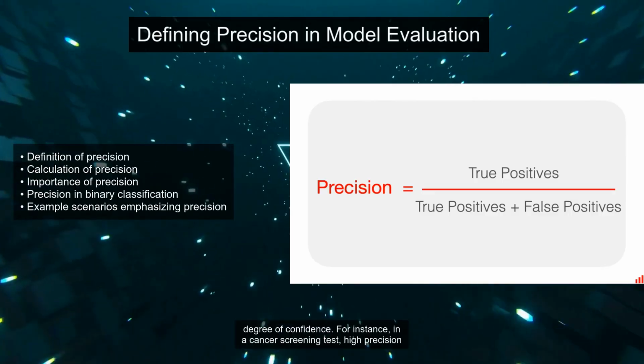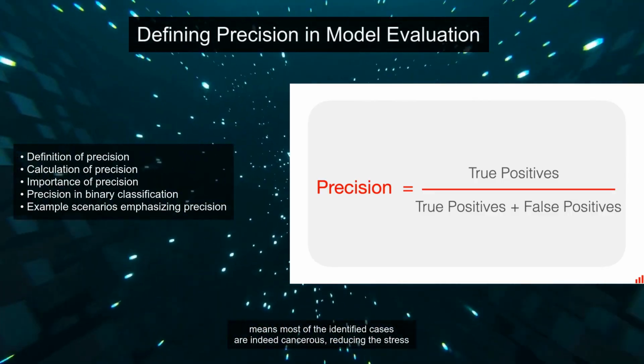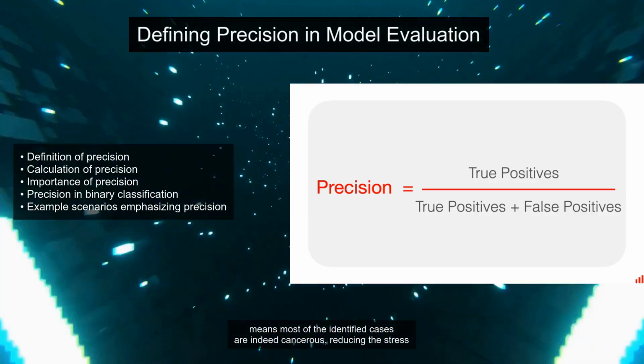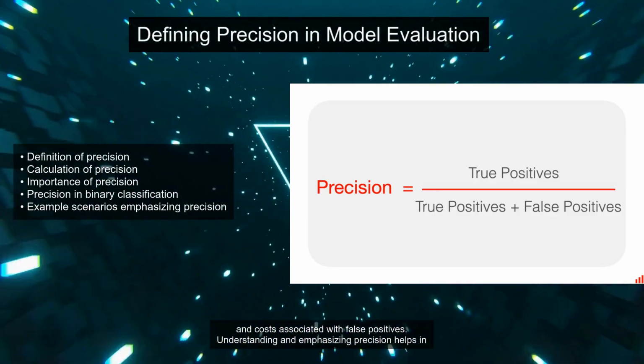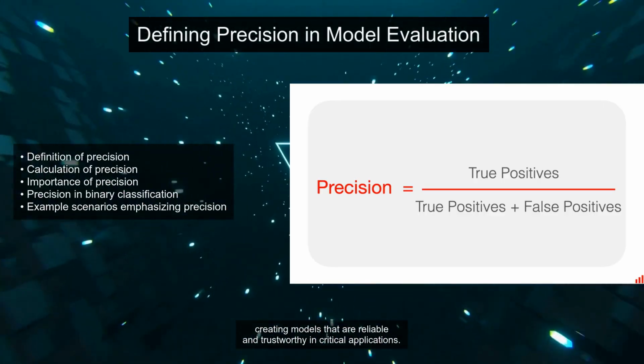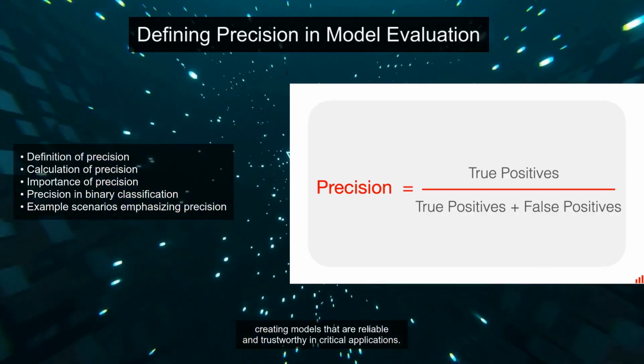For instance, in a cancer screening test, high precision means most of the identified cases are indeed cancerous, reducing the stress and costs associated with false positives. Understanding and emphasizing precision helps in creating models that are reliable and trustworthy in critical applications.